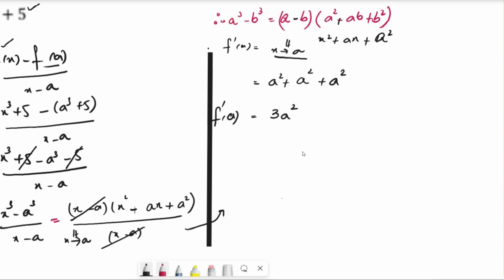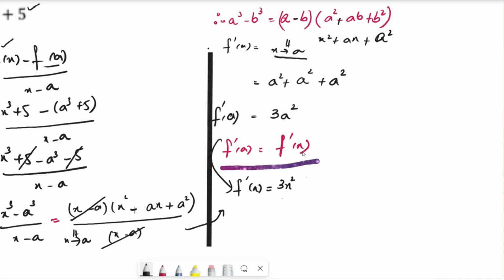And now we know that f dash of a is equal to f dash of x. So f dash of x is equal to 3x square. We have replaced a as x.